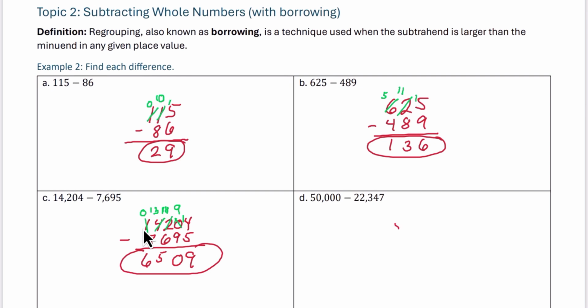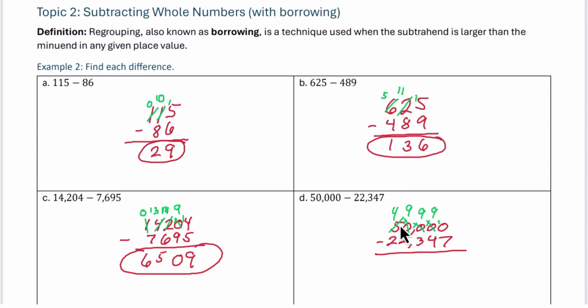Finally, in example D, we have 50,000 minus 22,347. Again, starting on the right, we need to borrow. 0 minus 7 can't be done. But notice they're all zeros, so we can't borrow from a 0. We have to come all the way over to the 5. Make the 5 a 4. This will become 10, which we again need to borrow, so then we have a 9. Making this 10. Again, we need to borrow, so a 9, 10, 9.